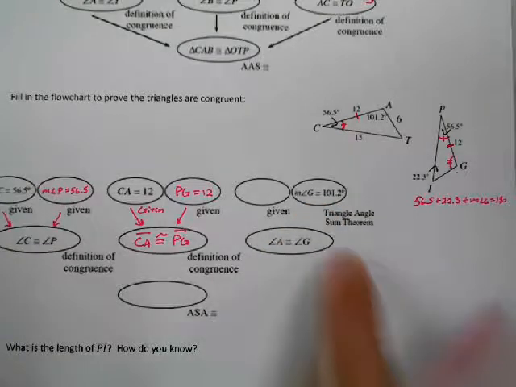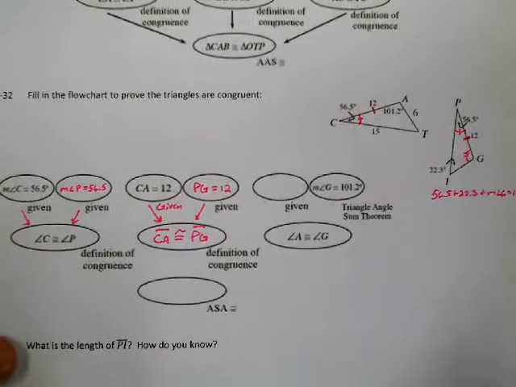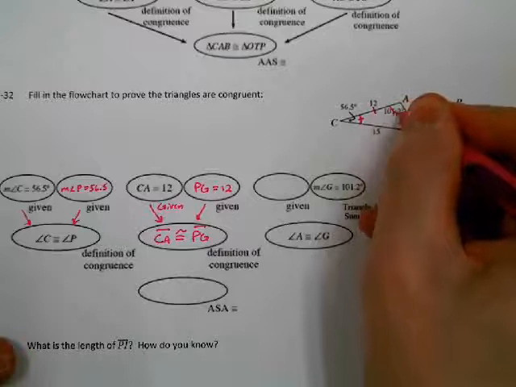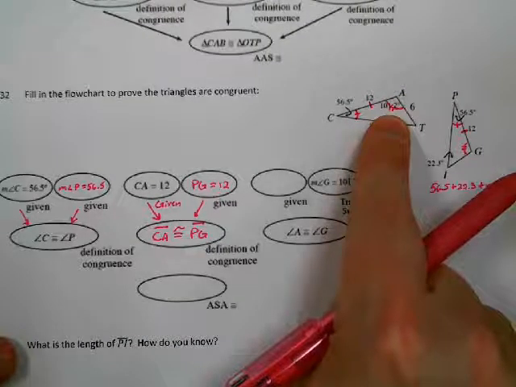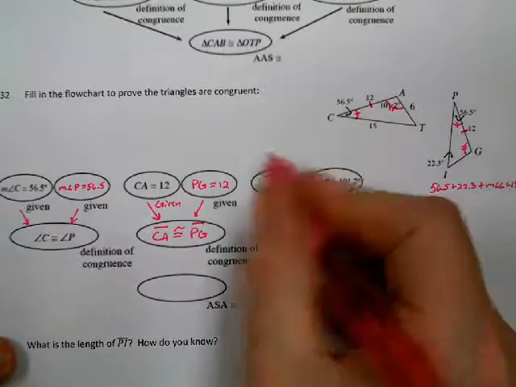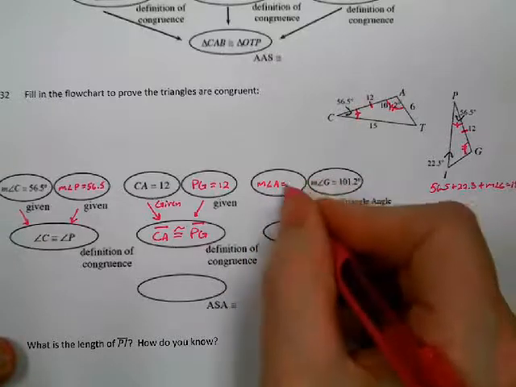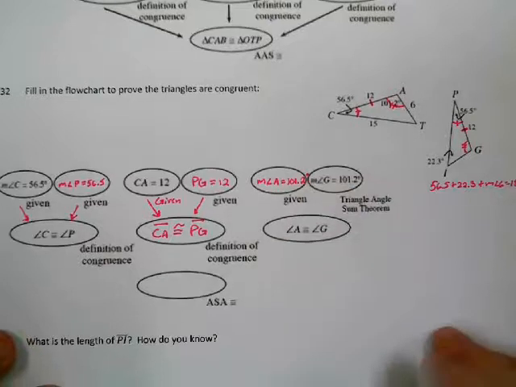Okay, was there anything else that was 102? Yeah, there was. This one right here, angle A. So how do I know that angle A is 102? Because they told me. They wrote 102, 101.2. So now I can say that the measurement of angle A is 101.2 degrees because it was given.